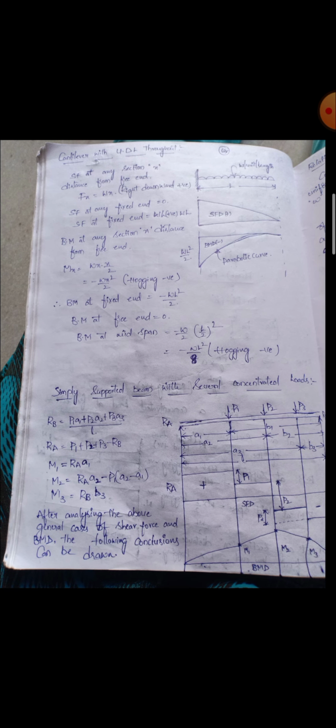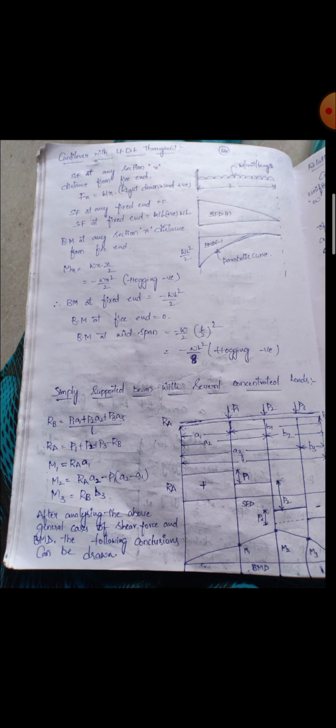Length of the beam is taken as L, and P1 is acting at A1 distance, P2 is acting at A2 distance, and P3 load is acting at A3 distance. So from reaction RA, P1 into A1 and P2 into A2 and P3 into A3.